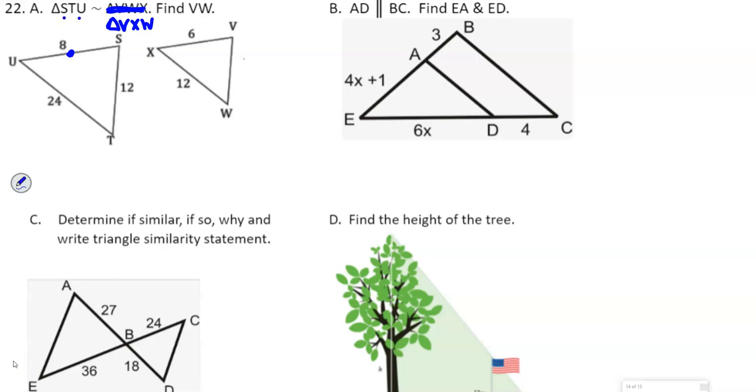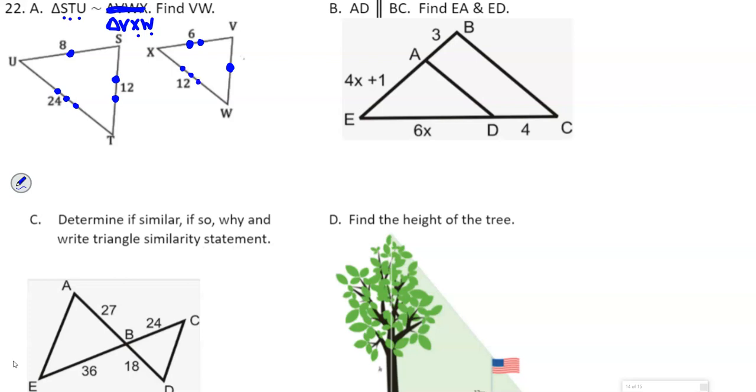So SU maps to what? VW, this side. So we're going to put one mark on that side, okay? Then if we look at our second side, which is 12, we're going to put 2 on this one. And ST are the first 2 letters. So over here it would be VX, so this would be 2 dots, okay? And then our last side is UT or TU, which would be our 2 last letters. So that would be XW, right? So we're going to go 3 here. Now this is important because we can't set up this ratio if we don't do this, okay? So it's a little tricky.